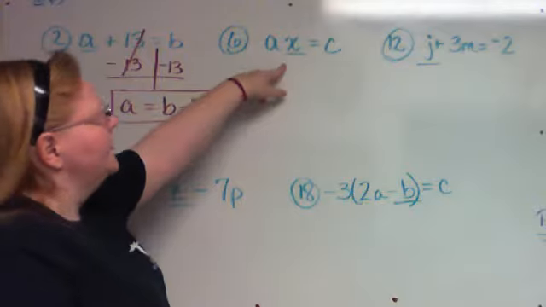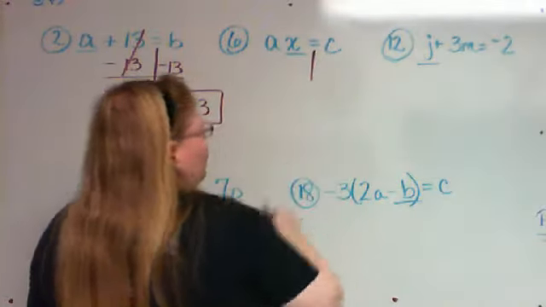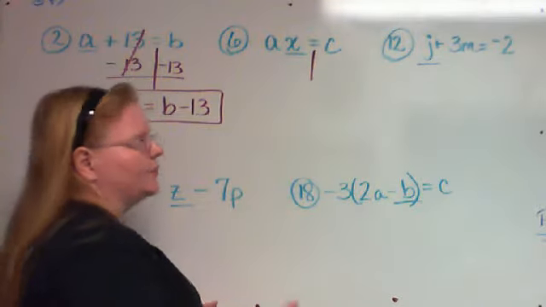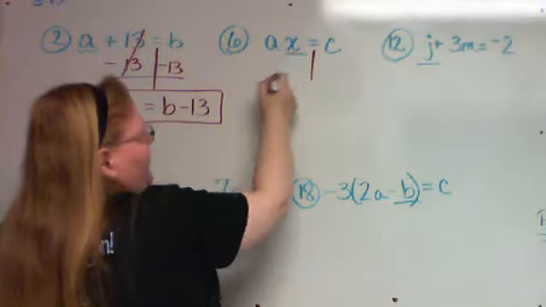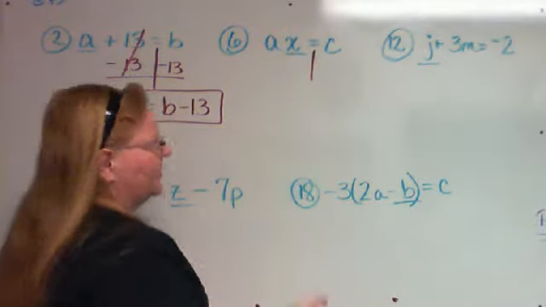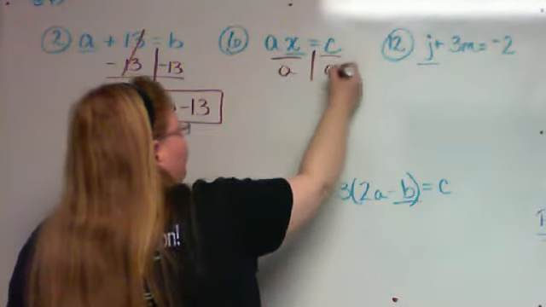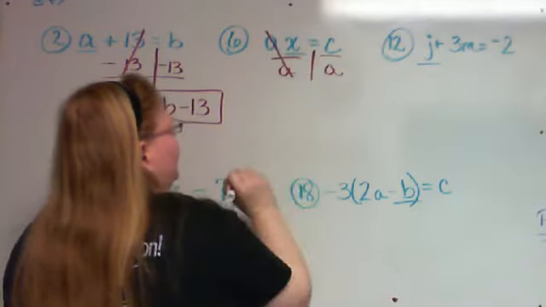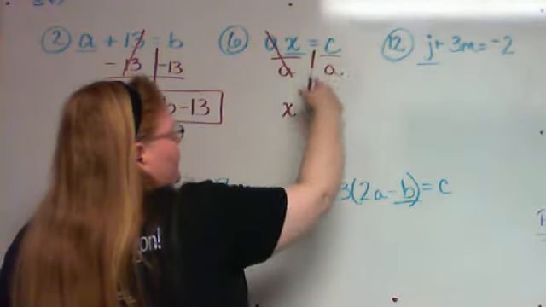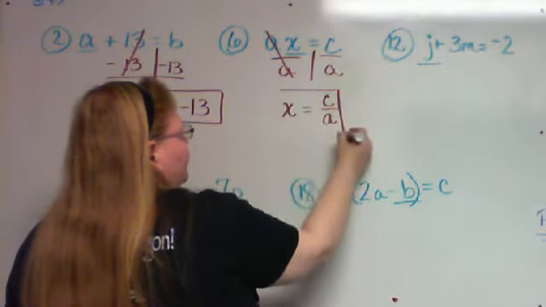Over here, they have underlined the X. So what's keeping the X from being by itself? The A. How do I get rid of the A? Well, right now the A is multiplied by the X. So I have to do the opposite of multiplication, which is division. So I divide both sides by A. When I do that, that cancels out, leaves me with X is equal to, write down exactly what you see, C over A.